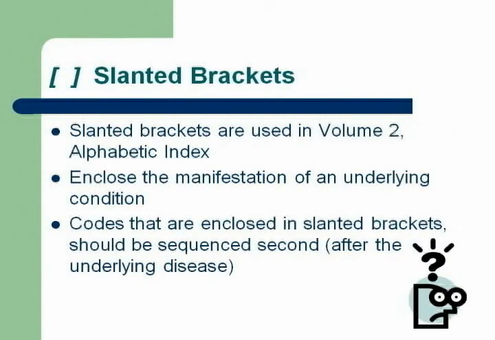Slanted brackets are used in Volume 2, the alphabetic index. The codes that are found in slanted brackets should be sequenced second. This is used to record the etiology or cause of and the manifestation of a disease or injury.